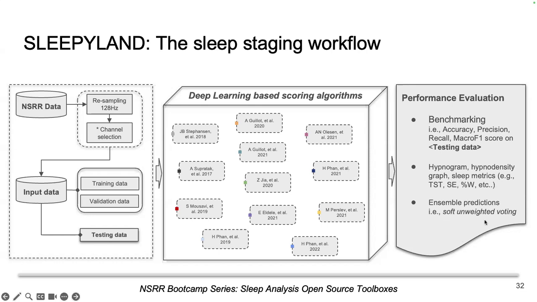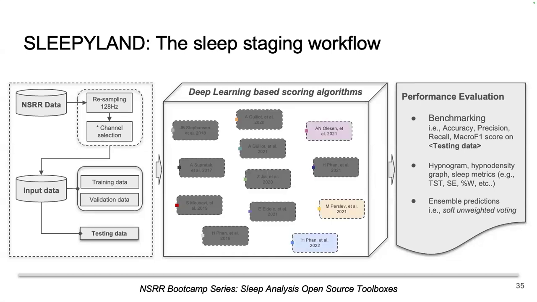Another additional feature that we are exposing at the moment is the ensemble of the predictions coming from the different models. At the moment, it's just a soft unweighted voting. I'm going to explain what I mean by soft unweighted voting, but it's not super smart. We are, of course, working on other techniques to ensemble the predictions from the different algorithms in a smarter way.